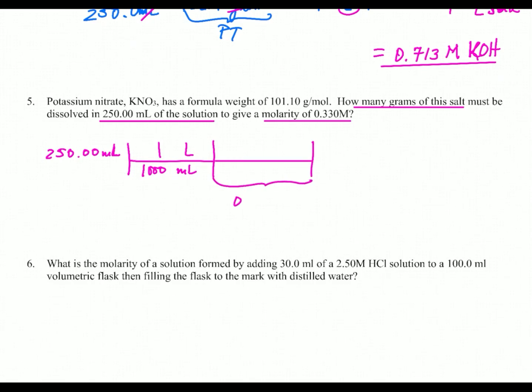So remember, it's written as 0.330 capital M. So that is moles per liter. We need liters on the bottom to cancel. And moles will be on the top. And it is KNO3 that we're talking about. So the 0.330 goes with the moles, and that is per 1 liter.